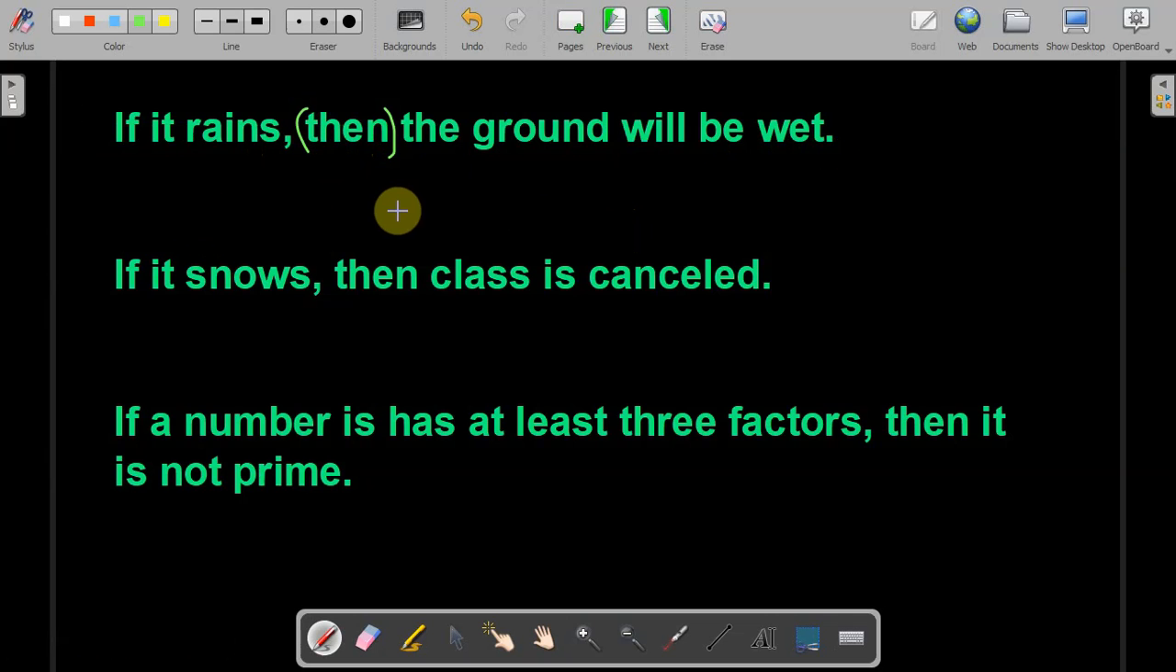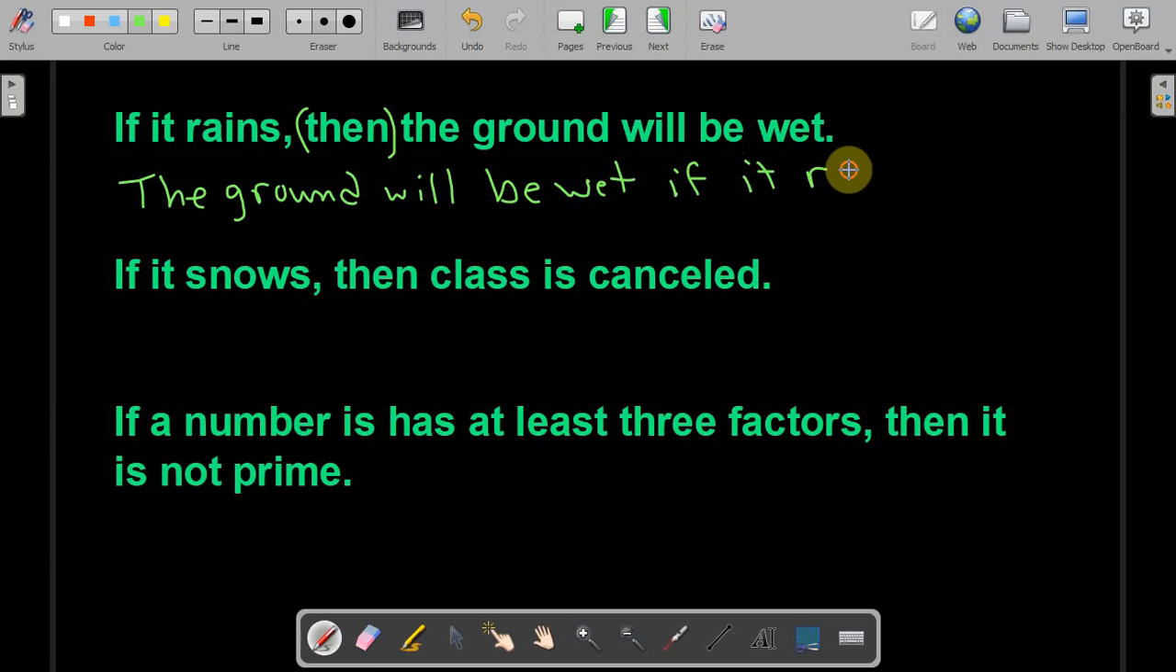The other thing is, in English, we can swap the then part and the if part. So we could say, the ground will be wet if it rains. And that's the same sentence. We could say class will be canceled if it snows. It's the same sentence. We just wrote it in a slightly different order, but the if part would still be that it snows, and the then part would still be that class is canceled. We just did the then part first. That is all completely fine.